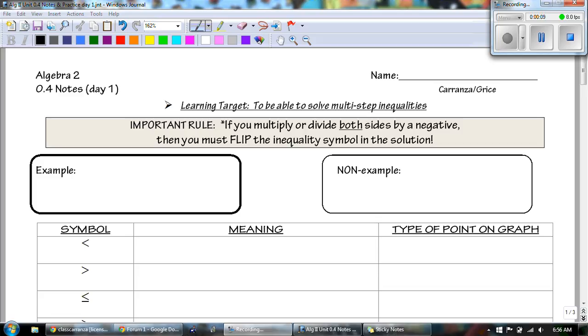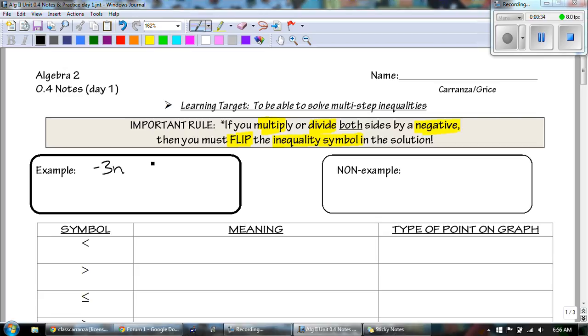Today we're talking about solving multi-step inequalities. The important rule to remember is if you multiply or divide both sides by a negative number, you must flip the inequality symbol in the solution. So let's go ahead and dive in and get started.